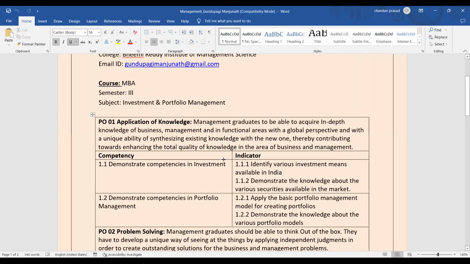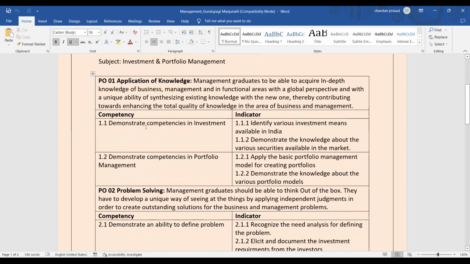Yeah, program outcome, the PO: application of the knowledge. For a management program, if you observe the graduate attributes, it becomes very difficult for us, but we can change those graduate attributes so they can be adapted for the MBA program also. So program outcome one is application of the knowledge. A management graduate should be able to acquire in-depth knowledge of business management and functional areas with a global perspective. So I have given one program outcome.